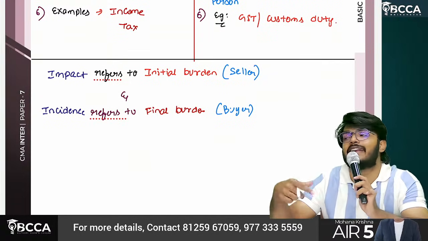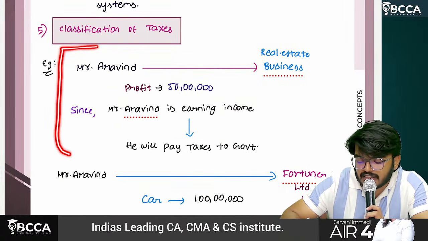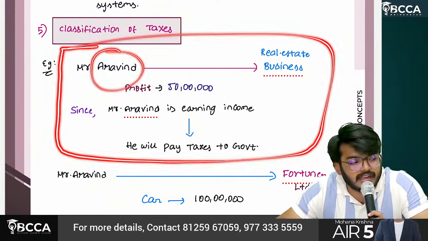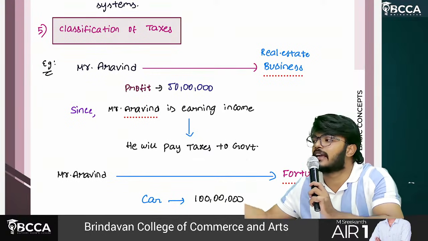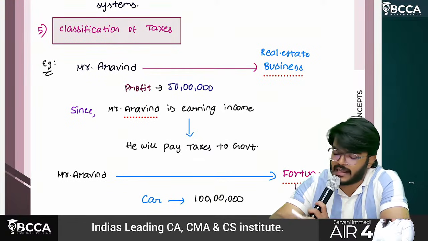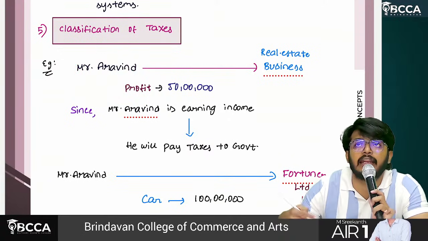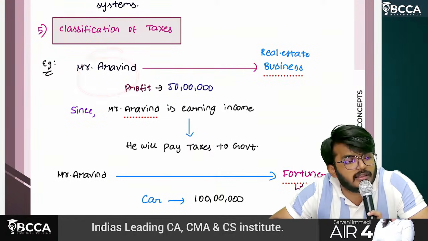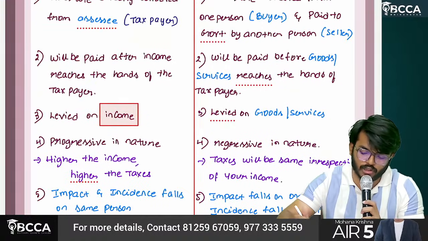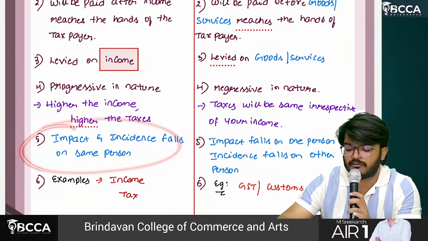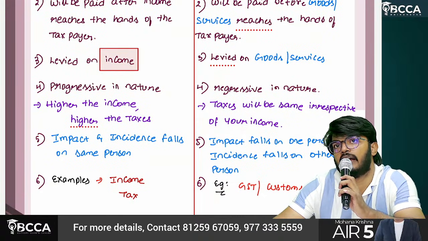But if you observe direct taxes, if you check this example, who is the person paying the taxes to the government? Arvind is paying the taxes to the government. Is he paying taxes from his own pocket or is he collecting tax from another person? He will only pay tax from his own pocket. Which means final burden is also borne by Arvind and initial burden also is paid by Arvind only. Which means in case of direct taxes, impact and incidence both fall on the same person. But in indirect taxes, impact falls on one person and incidence falls on another person.